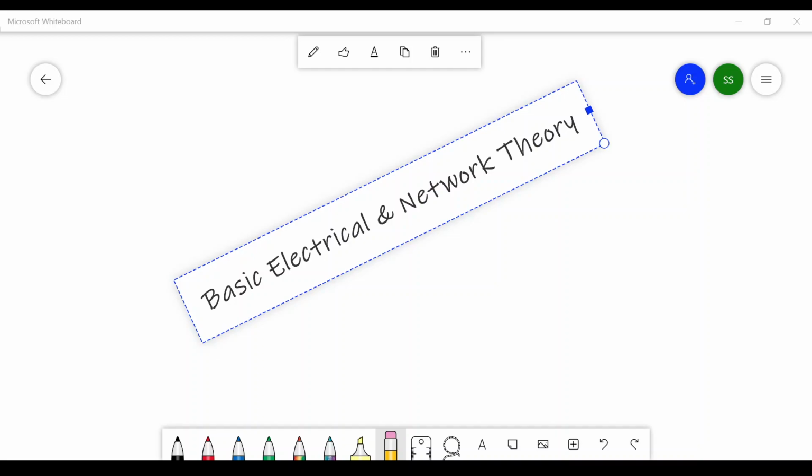Hello everybody. I will be starting a particular course called Basic Electrical and Network Theory. The reason behind starting this course is purely the upcoming examination of GATE 2022. In this course, I will be going through all the theories of basic electrical and network, and after that, corresponding to each and every topic, we will be solving the previous year GATE questions.